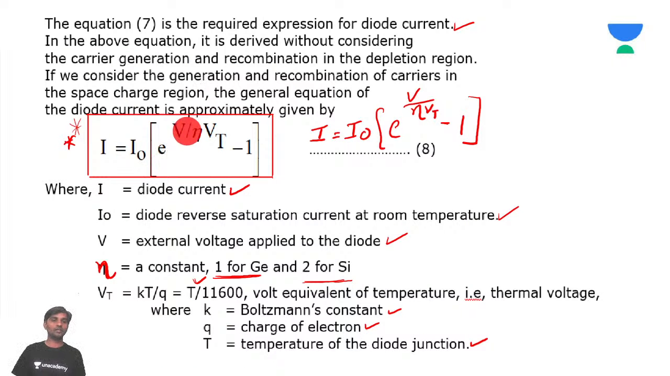Eta is also considered because of the recombination and generation of the charge carriers. Earlier we considered the equation thinking that it is constant, but it varies because of generation and recombination. Eta is a constant: 1 for germanium and 2 for silicon. You have to remember this, because in the given problems you will not generally be given these values. So this is the diode current equation.